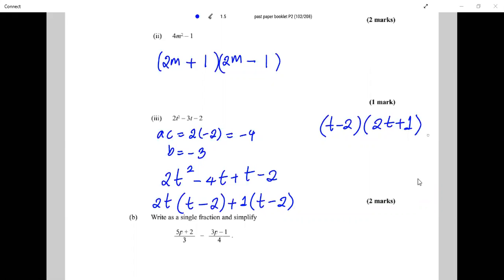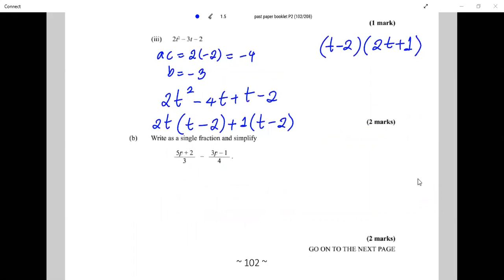All right, go down further. Here, I'm asked to write as a single fraction and simplify. Now, the first thing I would do is I would put these in brackets. I would tell students that those brackets are your salvation. They are there to help prevent you from making an error. Now, if I'm adding or subtracting 2 fractions and the denominators are different, I must find the LCM. The LCM here is 12.